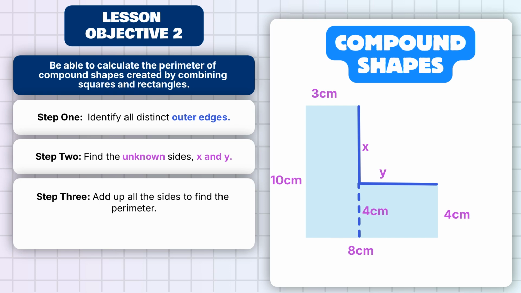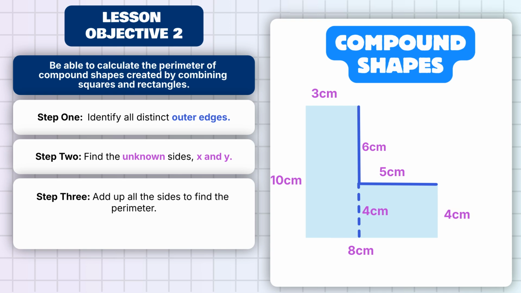We also know that the total height of the shape is 10 centimeters. Therefore, x must be 10 minus 4 centimeters. So x equals 6 centimeters. We do exactly the same for y, noting that the entire width of the shape is 8 centimeters. Y must therefore be 8 minus 3, which equals 5 centimeters.